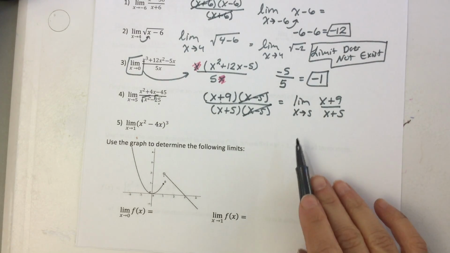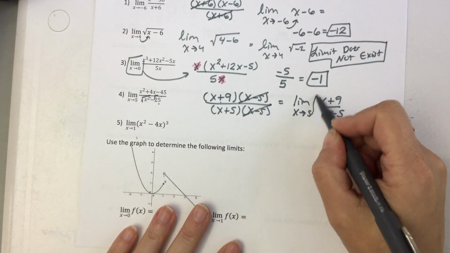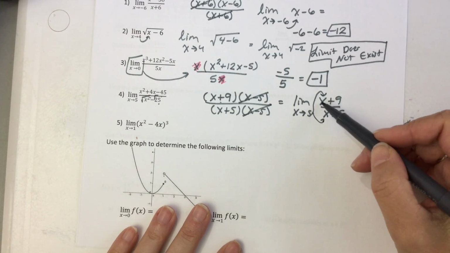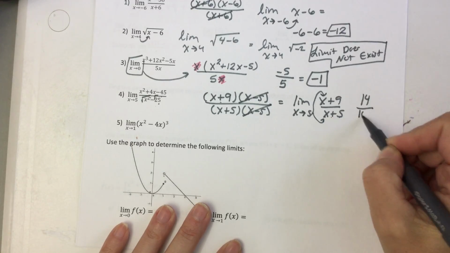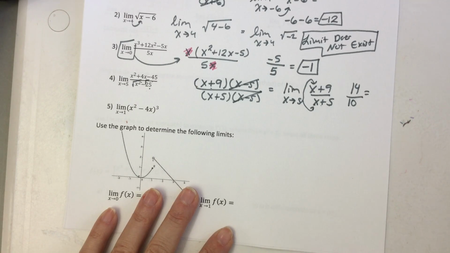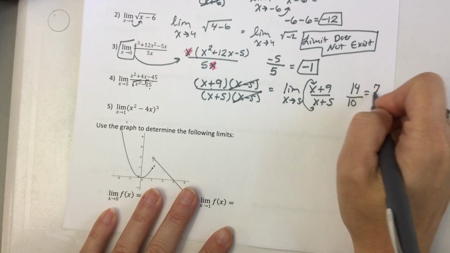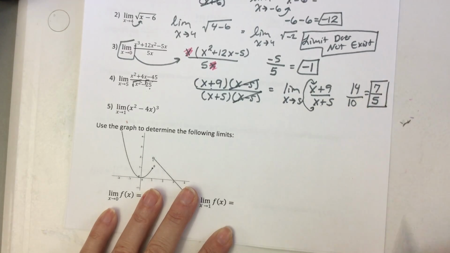Now I can put the 5 on the bottom because 5 plus 5 is 10. So I can go ahead and make that substitution. 5 plus 9 is 14. 5 plus 5 is 10. I can simplify the fraction by dividing top and bottom by 2. 14 divided by 2 is 7. 10 divided by 2 is 5. So your limit is 7/5.